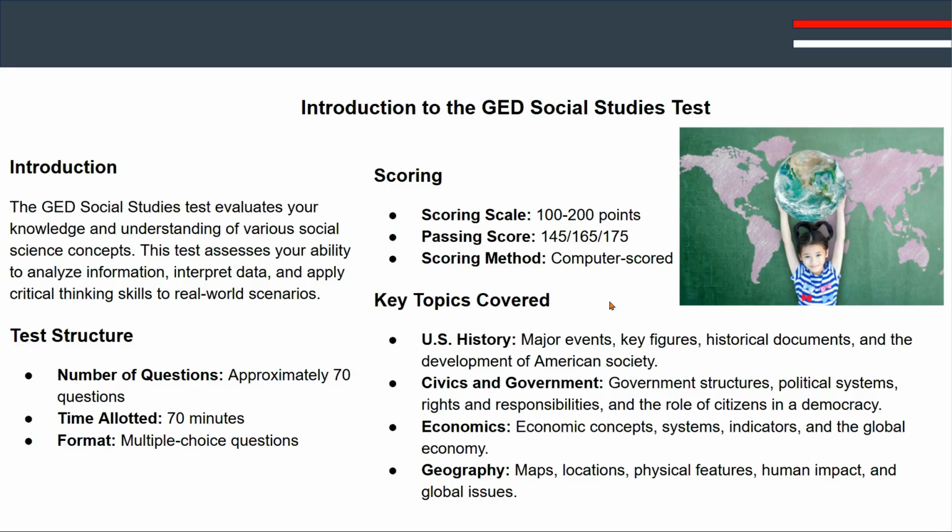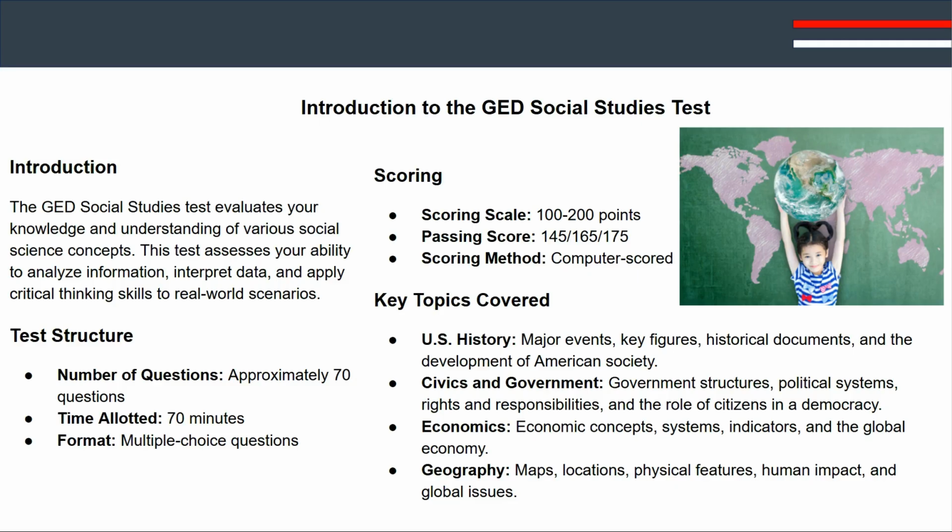Scoring: it's scored just like the other GED components, from 100 to 200. There are different boundaries of passing score. If you get a 145, that's seen as a diploma pass, or a passing score. A 165 is seen as college ready, and that's basically in the US. If you want to get directly into a good university in the USA, they'll ask you for a 165 minimum. It can vary from place to place, but that's what it means. 165 is college ready.